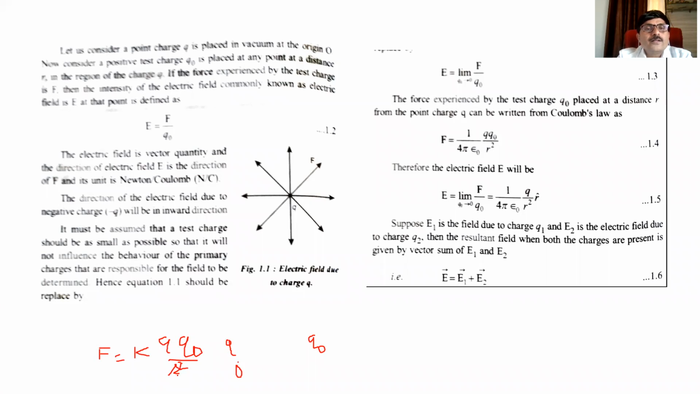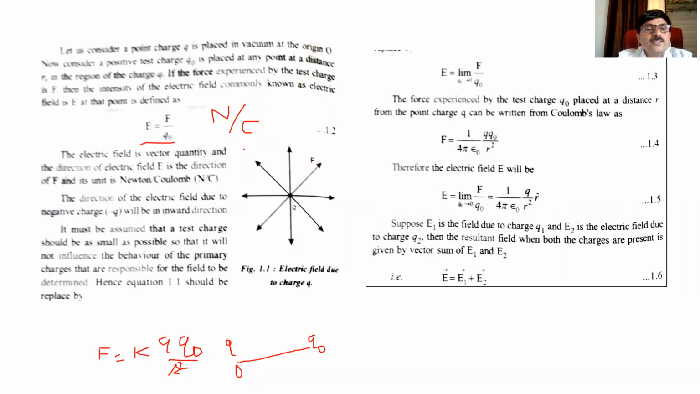So the electric field is defined as the force acting per unit test charge, called the electric field at this point. Means the electric field E at this point is given as force per unit test charge, so it will be given as F divided by Q0. This is the basic definition, and hence its unit: force is measured in units of Newton and test charge is measured in units of Coulomb. So the unit of the electric field is Newton per Coulomb.